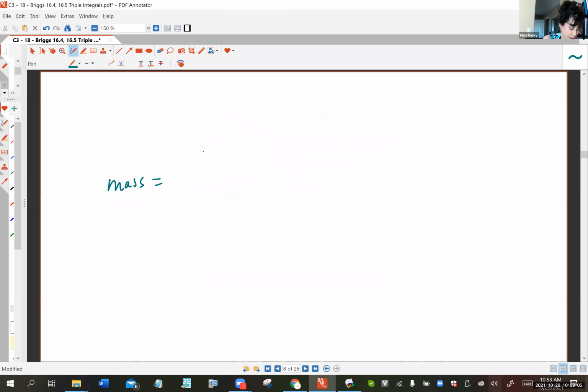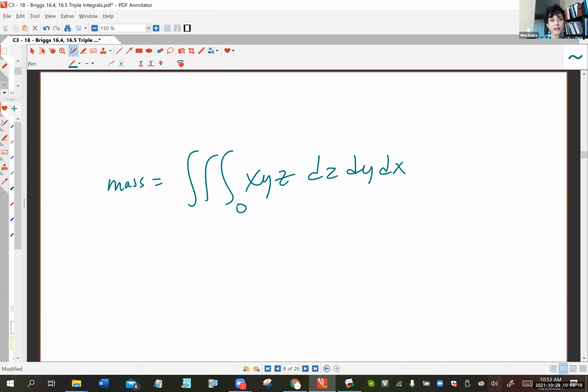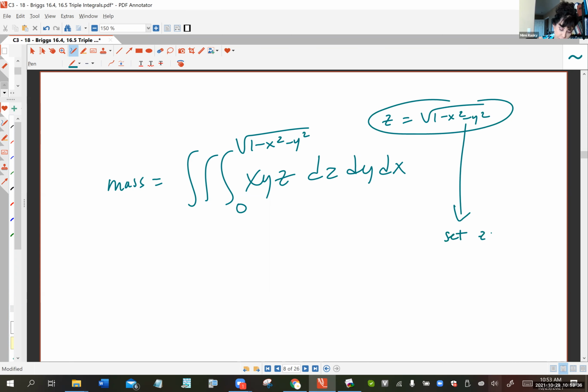So the mass would equal triple integral of my density function as the integrand, and then let's do dz, dy, dx. Now the z limits: z equals 0, because the base of the solid is in the xy plane. And the capping surface was the upper hemisphere, z equals square root of 1 minus x squared minus y squared. In this capping surface, since it does cut into the xy plane, you set z equal to 0 to see the trace in the xy plane. And what happens when you set z equal to 0 in this equation?